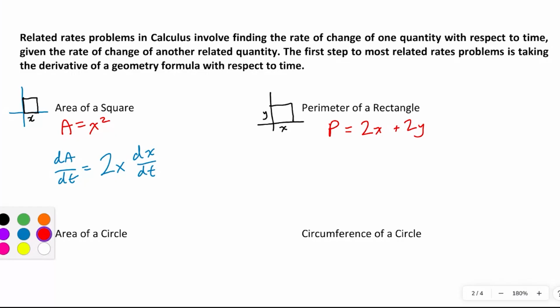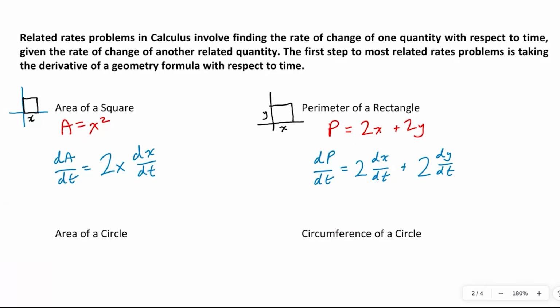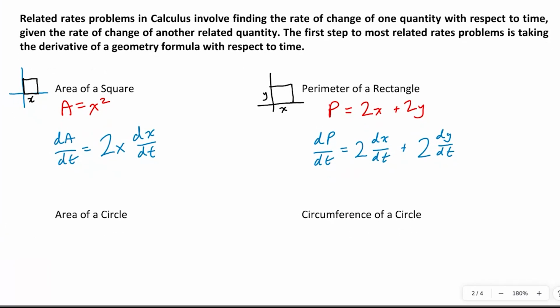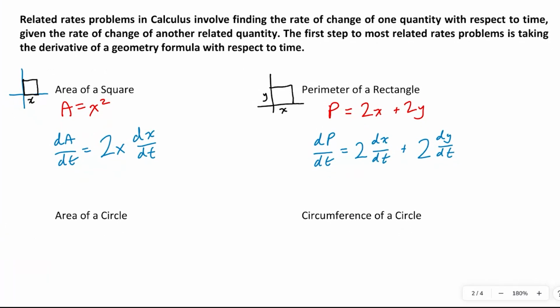Now, if I differentiate this with respect to time, I'm going to get dP/dt equals 2 dx/dt plus 2 dy/dt. So the perimeter is going to change based on how fast the x and the y sides are changing. Any questions so far? All right, let's keep going here.